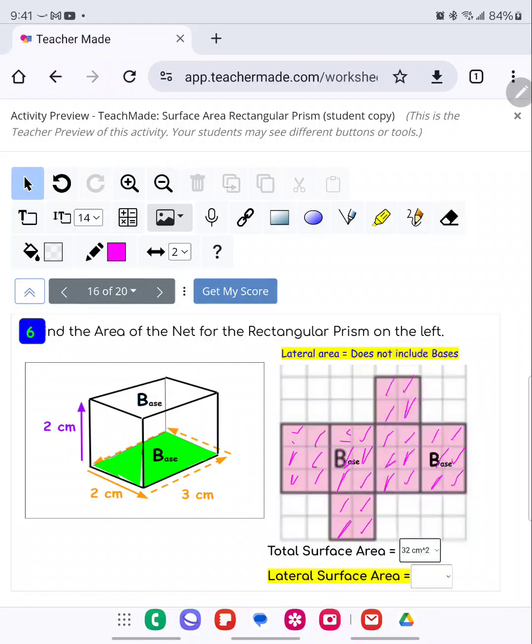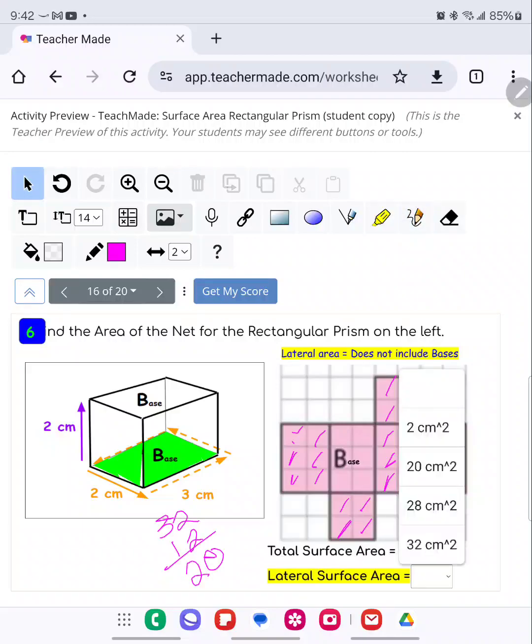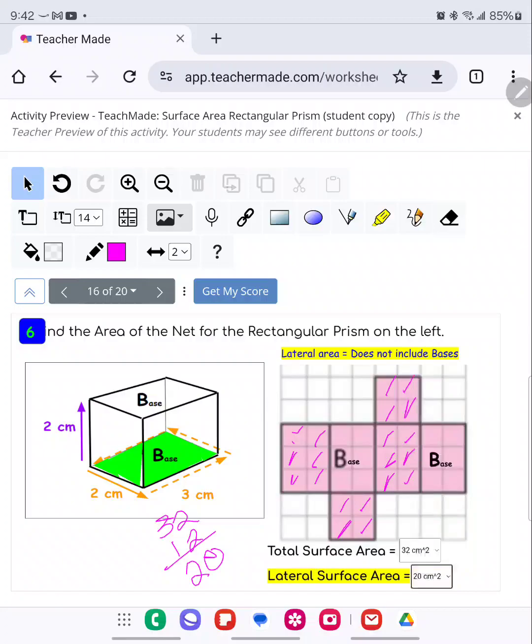Okay, now we're going to do lateral. Remember, lateral, we don't include the bases. And if you notice, there's 6 in each base. So we're not going to include these right here. So I know that total was 32. What's 32 minus 6 and 6? That's 12. 2 minus 2 is 0. 3 minus 1 is 2. So we're going to put 20. And there it is. That's the answer for this problem.